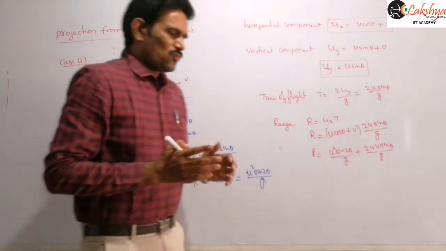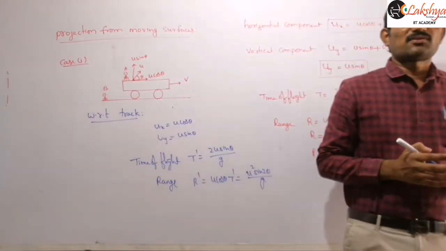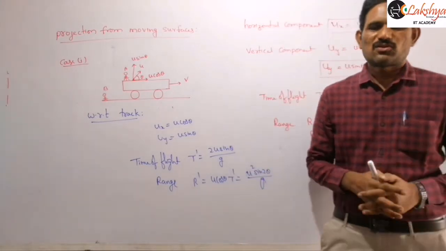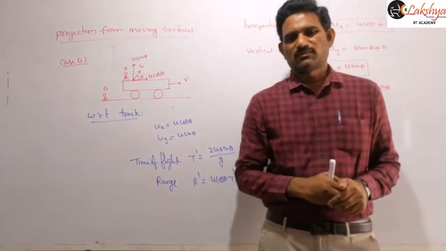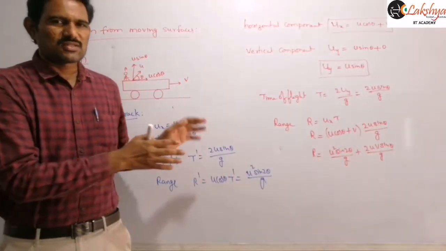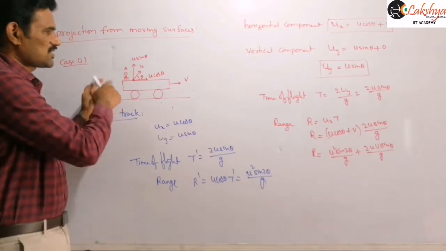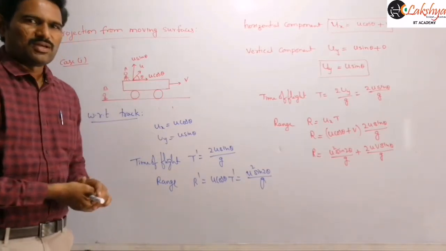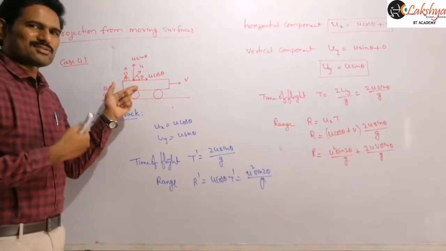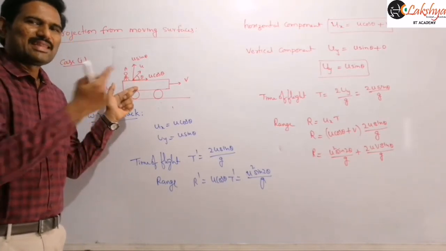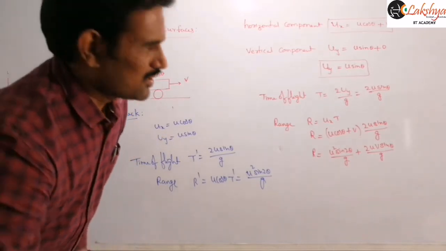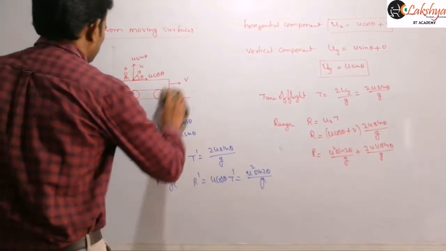So when the object is projected from a movable surface, you need to write the initial horizontal component and initial vertical component, and solve like that, right? Now let us see: this first case is where the projection is taking place in the direction of motion of the truck, when we project the object from a moving truck in the direction of its motion. Our next case is if you are projecting opposite to the direction of the truck.